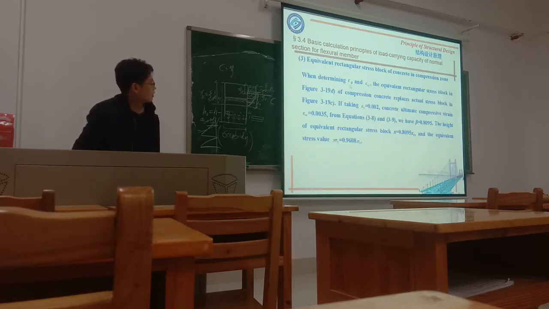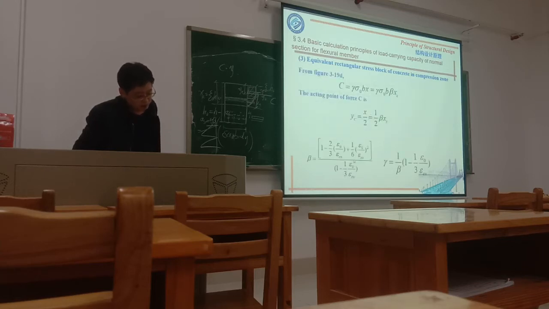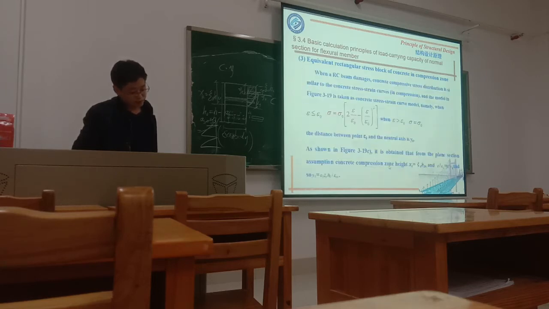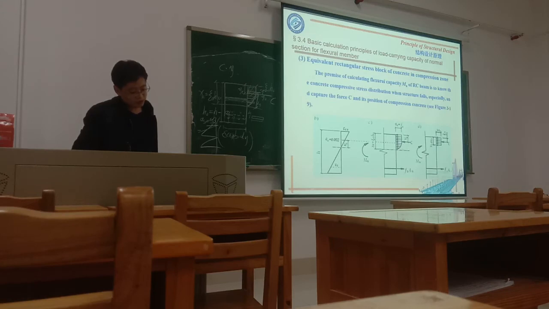So when epsilon 0 and epsilon cu are given, the equivalent rectangular stress block of the compression replaces the actual stress block in this figure. Because in this formula, the only things we don't know are sigma 0 and sigma cu. If we know these two values, then we can also know beta. Once we know beta, then gamma we also know. So that means if we know these two values in this formula, for this real distribution, we can use this rectangular block to replace it.